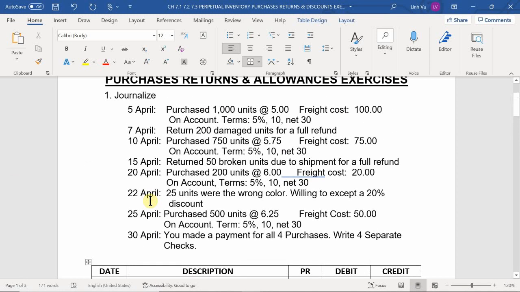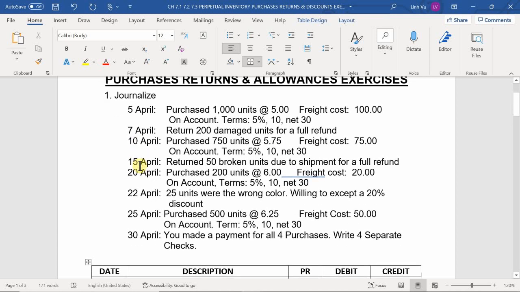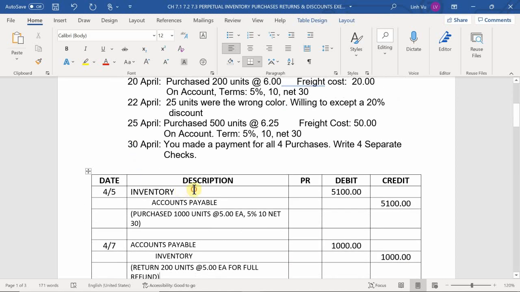So then April 10 rolls around and we end up purchasing 750 units at $5.75 each with a freight of 75 on account. Terms were 5%, 10, net 30. So, once again, how am I going to journalize this? With inventory and accounts payable.